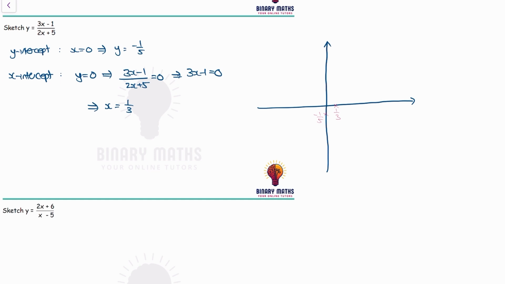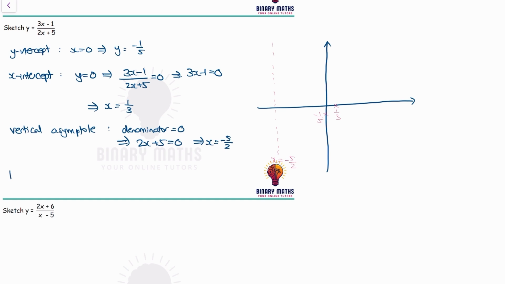Next one is the vertical asymptote. The vertical asymptote is when the denominator is equal to 0. So denominator equals 0, which implies 2x plus 5 equals 0, which implies x equals minus 5 over 2, which is minus 2.5. So x equals minus 5 over 2 is the vertical asymptote.